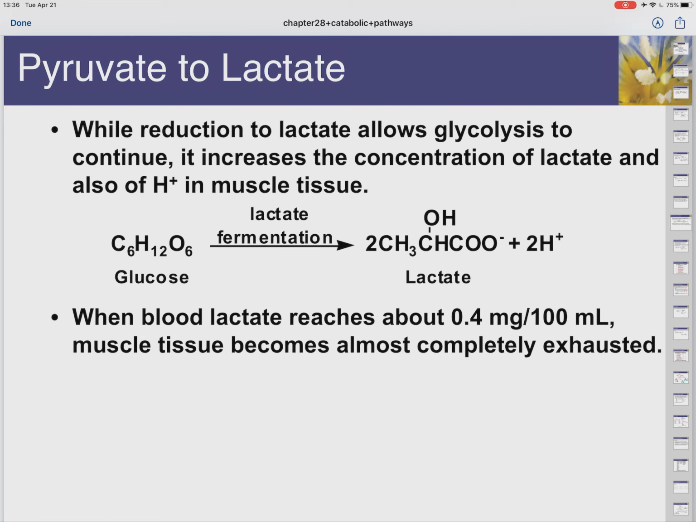Yeah, so this is just showing us the overall muscle, the overall reaction. Glucose can make lactate in our muscles. Blood lactate reaches certain levels, muscle tissues become almost completely exhausted. There was a recent paper I saw maybe in the last year, maybe it isn't that recent, that was actually looking into whether or not lactate is what causes muscle fatigue.